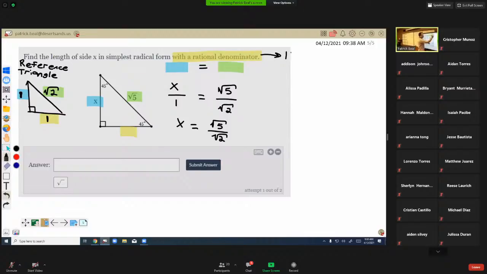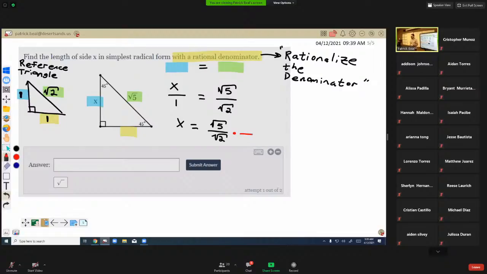This trick is what we call rationalizing. Rationalize the denominator. So what we're going to do is, it's kind of like when we're getting equivalent fractions. I want to get an equivalent fraction with a different denominator that is not the square root. So I'm going to multiply by whatever that square root is.